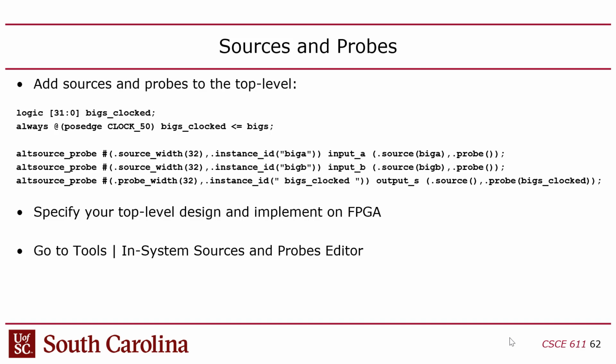This alt source probe would normally be a module, but in this case we don't have a module called alt source probe. So what is it doing? This is a primitive. This is actually a special word that the compiler recognizes as something that you want to access physically on the chip. And so this allows you to set the widths of the probes, and you can give it a name, and then connect sources and probes. The source is something you can set, and the probes are something you can monitor, right? Does that make sense? In the sources and probes editor.